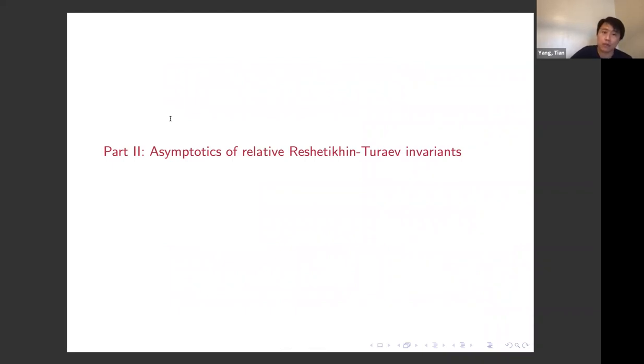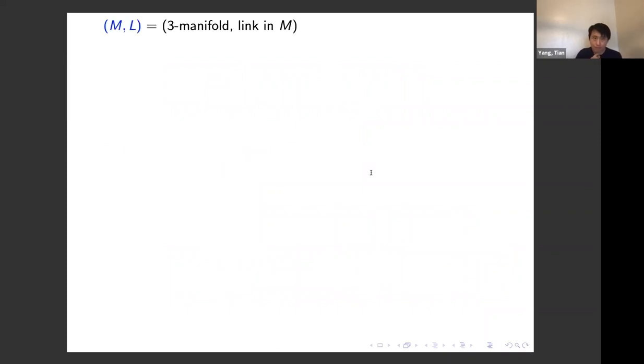So in the first one, we propose to study the volume conjecture for the closed manifold by studying the so-called relative Reshetikhin-Turaev invariants for pairs. Here we consider a pair M and L, where M is a closed oriented three manifold, and L is a framed link in M. For simplicity, if you don't know what framed links are, you can just consider links, which are embeddings of a finite number of circles inside the manifold. If you have only one circle, then you have a knot. But in general, we may have many circles, and then we have a link.